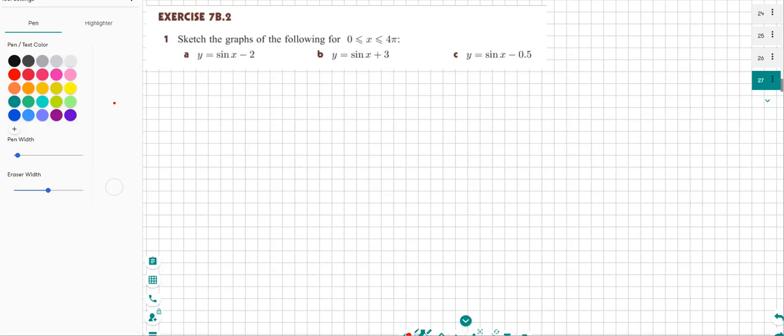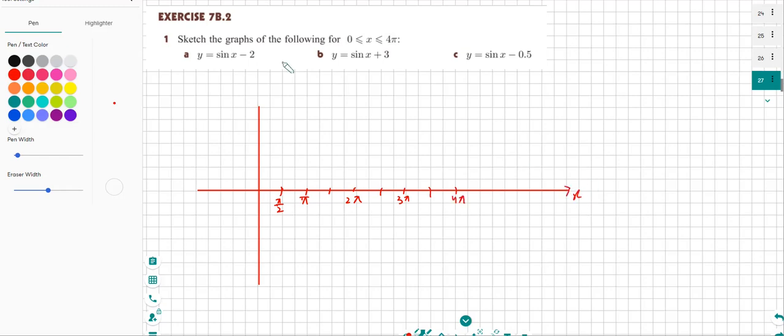So first of all, I'm making the line for the x-axis, and this is for the y-axis, sorry. 0 to 4 pi, right? Taking two boxes for pi by 2. This is pi, 2 pi, 3 pi, and the last one is 4 pi, right?